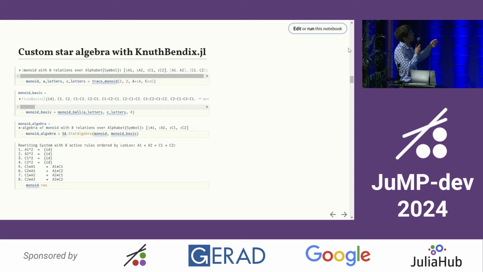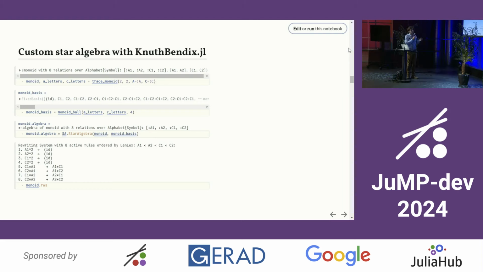between 4 letters. So we have A1, A2, C1, C2. And I simply say that I have some rewriting rule. So A1 square should be the identity, A2 square should be the identity, C1 times A1 should be A1 times C1. So whenever I multiply two words, it's going to search for these and rewrite them. So there is a known algorithm known as Knuth-Bendix that is implemented in this package. And so thanks to this package, you can easily create a custom algebra like that.